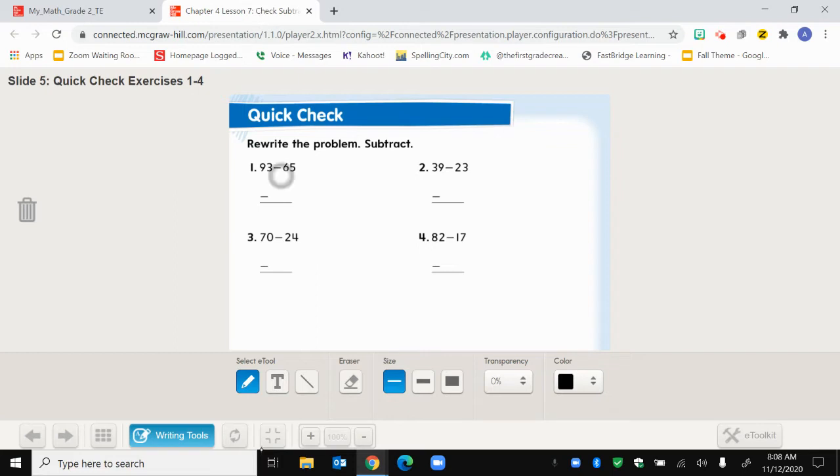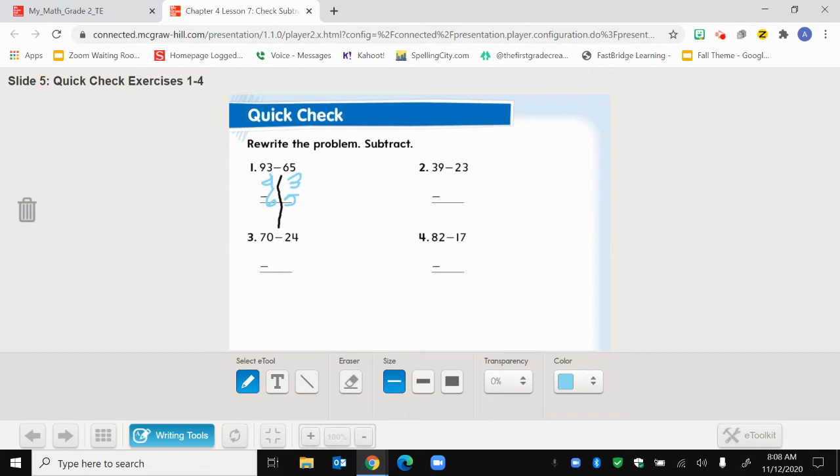All right, I'm going to go ahead and draw my line going down here. And now we're going to rewrite 93. So 9 will be on the 10 side, and 3 is on the 1 side, and then 65, 6 is on the 10 side, and 5 is on the 1 side. I'm sorry, guys, that my handwriting looks so bad. So then we do the subtraction problem, right?